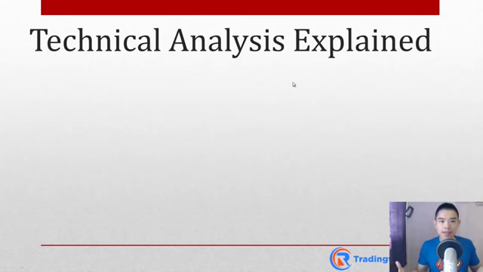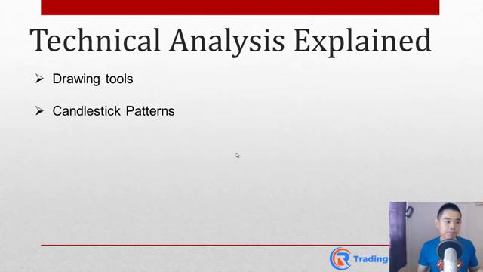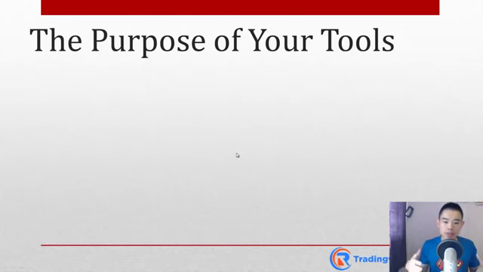So technical analysis generally can be broken down into a few categories. I call them number 1, drawing tools. Number 2, candlestick patterns, chart patterns, and indicators. The first thing that you must understand when you're using technical analysis is you must know the purpose of your tools. What is it for?